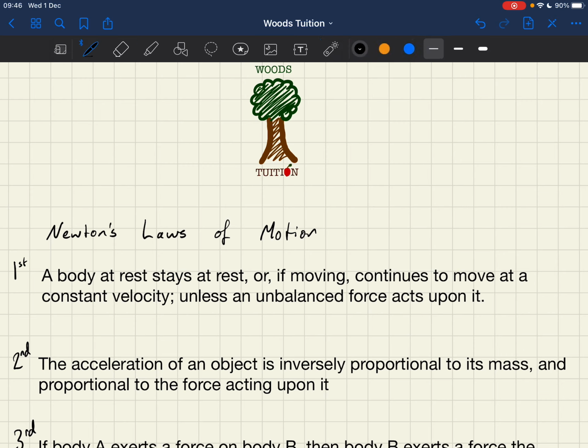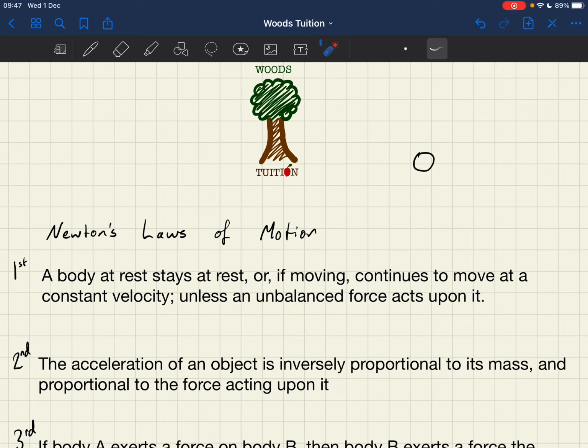So if we think about a ball, if you have a ball sitting on the ground, it'll stay on the ground unless an unbalanced force acts on it. Now, this unbalanced force could be you kicking it, or it could be the wind moving it, or it could be an animal coming up and eating it, for example. So that's the first part of that. A body at rest stays at rest. So if it's not moving initially, it'll continue not to move until an unbalanced force acts upon it.